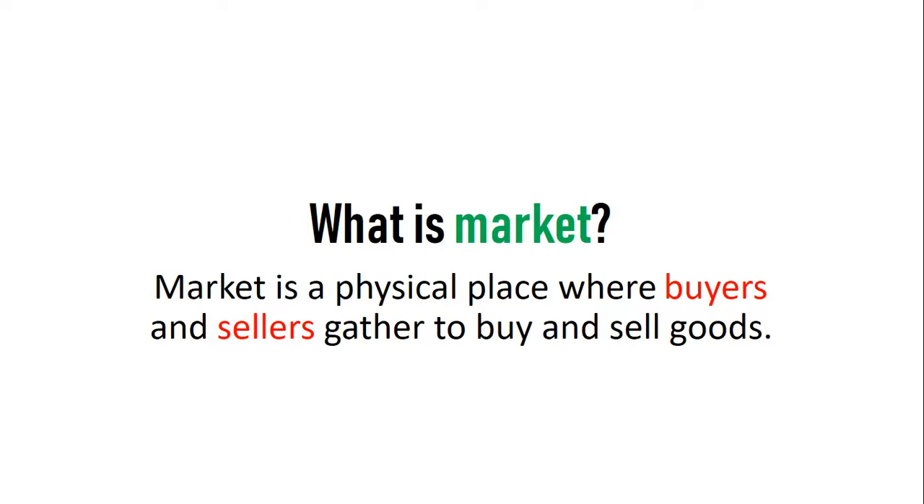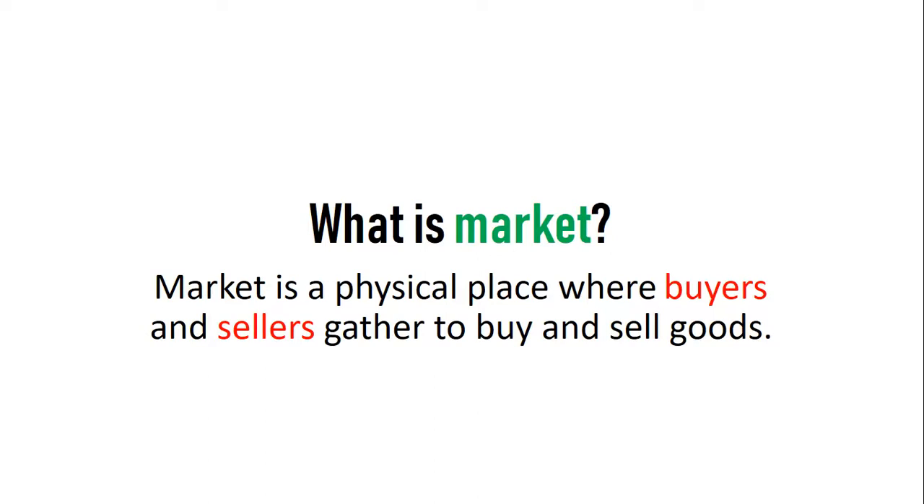The marketing concept. So let's start with what is a market. A market is basically a physical place where buyers and sellers gather to buy and sell goods. Okay guys, this definition is derived from the book by Philip Kotler, who has written a book about marketing management, and this definition was written over there.